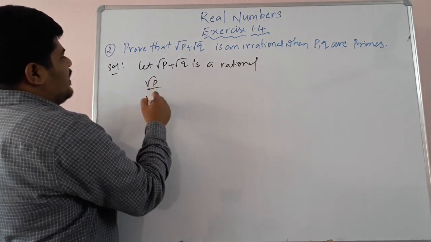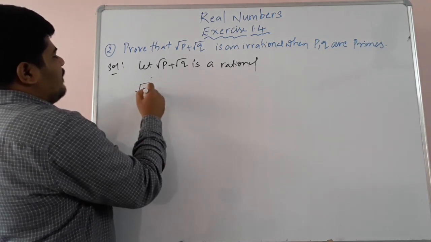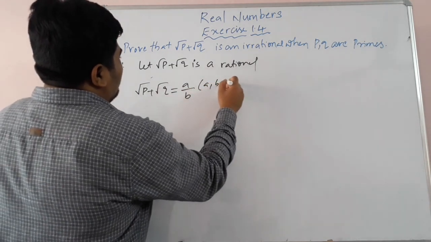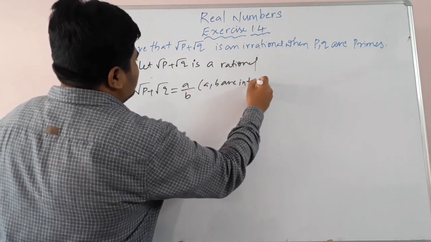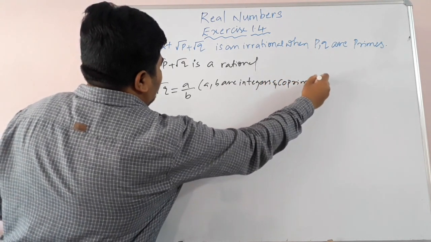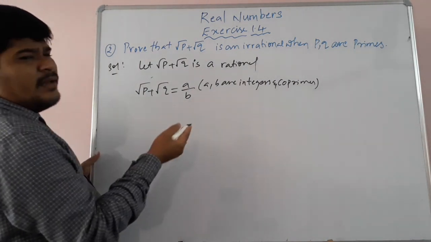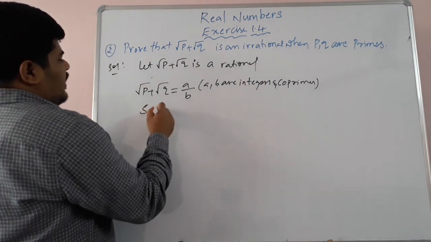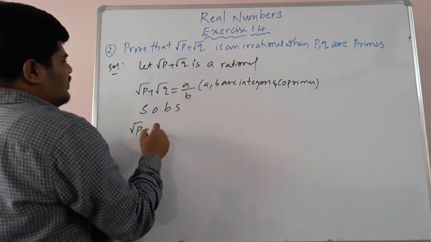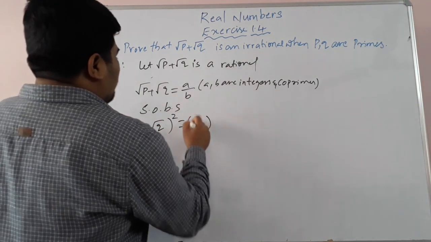Then root p plus root q can be written as a by b, where a, b are integers and co-primes. So children, now squaring on both sides. Root p plus root q whole square is equal to a by b whole square.